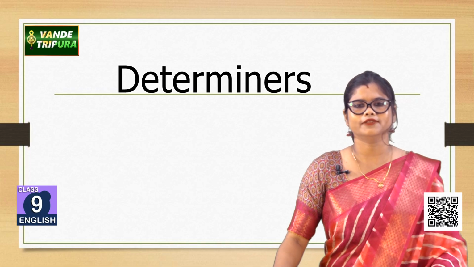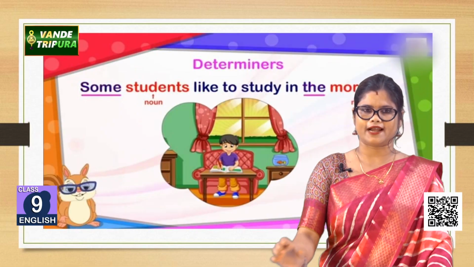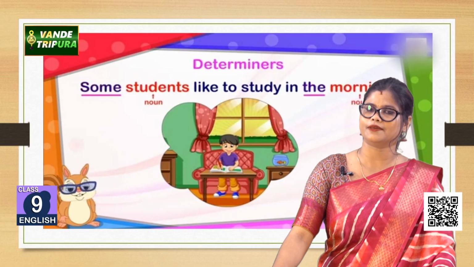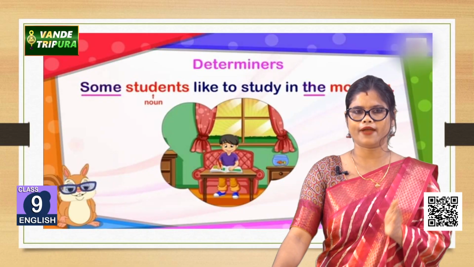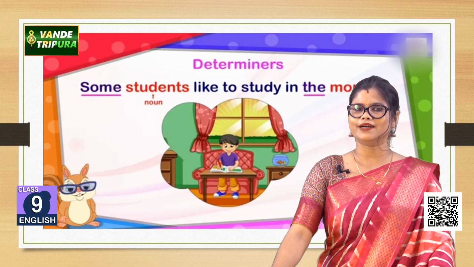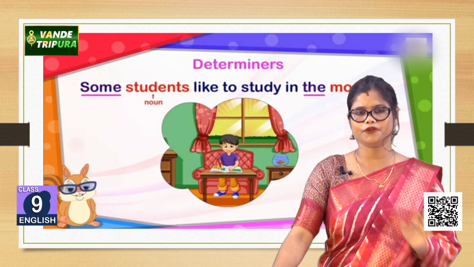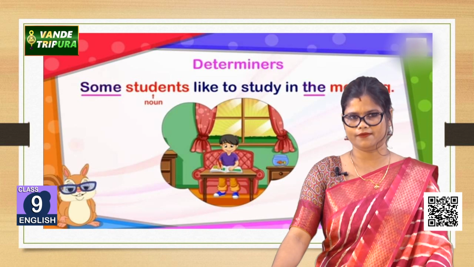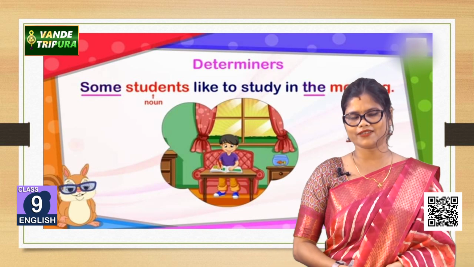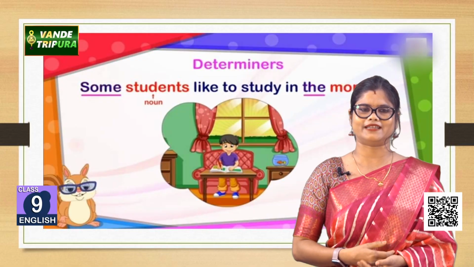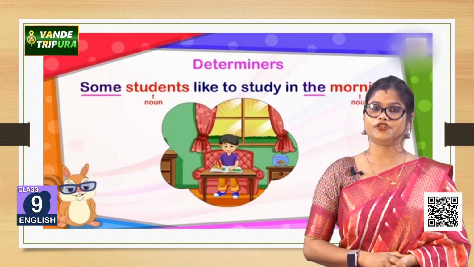Okay, so now there is a picture. It is a sentence. Now read with me. Some students like to study in the morning. Now তোমরা দেখো এই সেন্টেন্সে কিন্তু two words are underlined and two words are written in red color. তো দেওয়া আছে তার নিচে যে the red color words are actually the nouns and the words that are underlined এটা determiners.